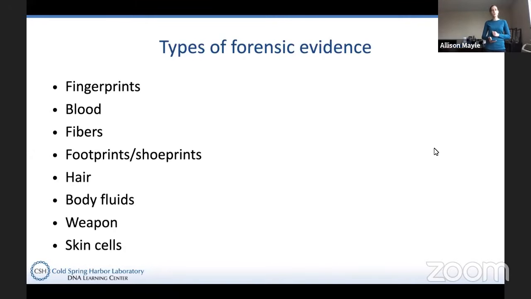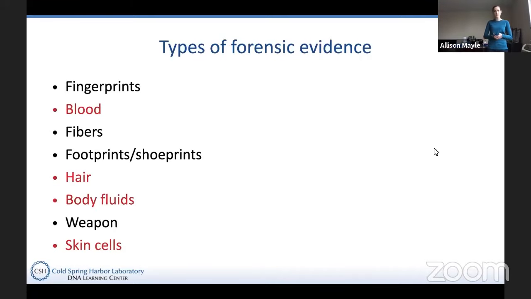All right, so fingerprints are good evidence because they're unique to each person. Sometimes they might be difficult to recover from a crime scene because perhaps someone was wearing gloves, or as they were touching something, they moved their hand and the fingerprint might be smudged. It might be hard to actually get a nice clear fingerprint.